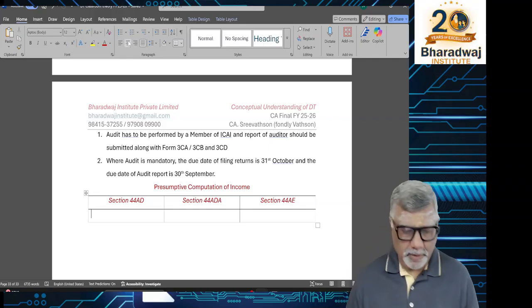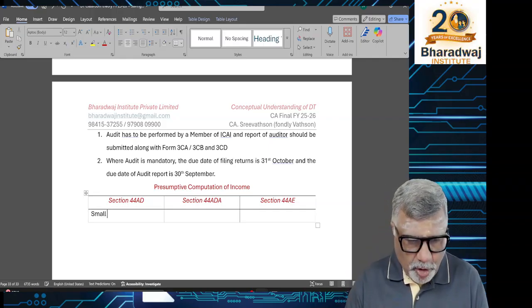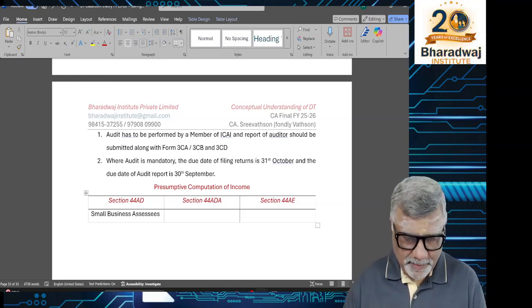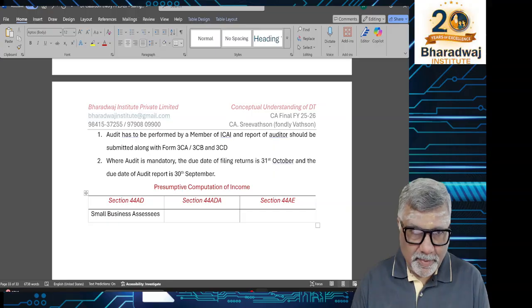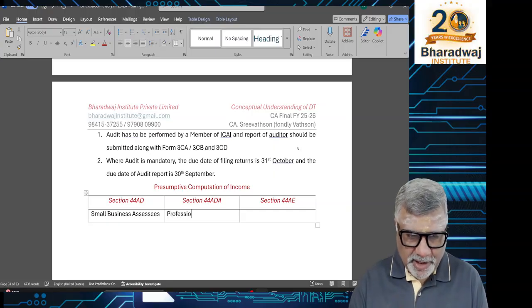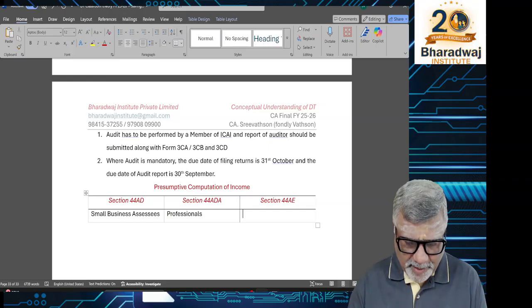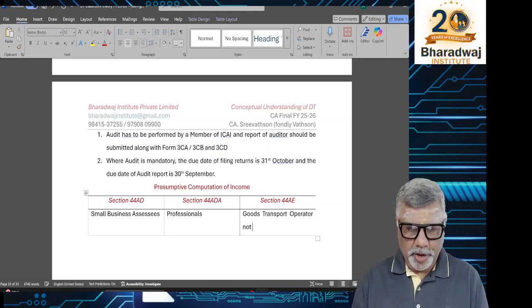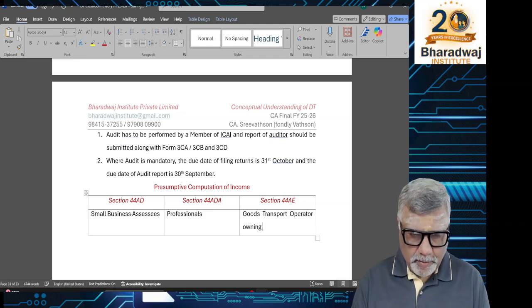Okay. Small business associates, professionals, goods transport operator, not owning or owning not more than 10 vehicles.